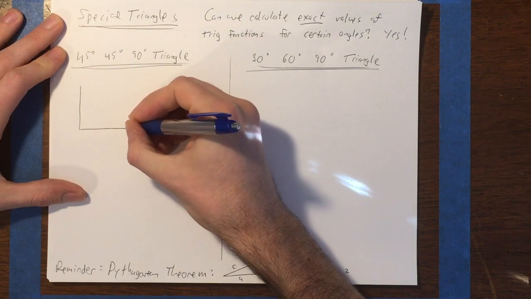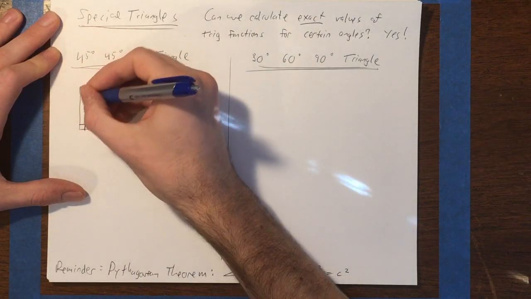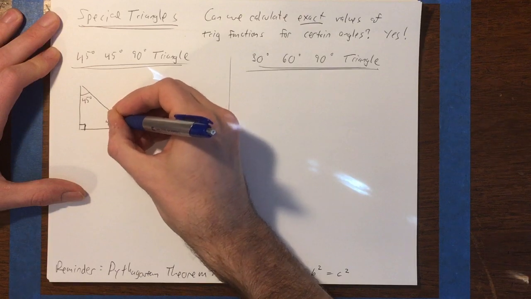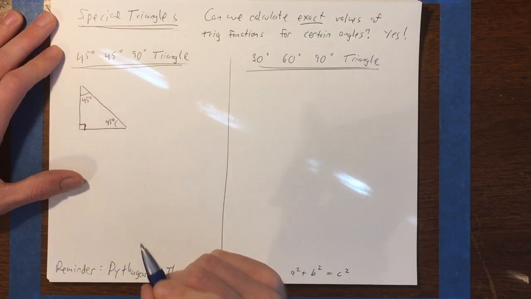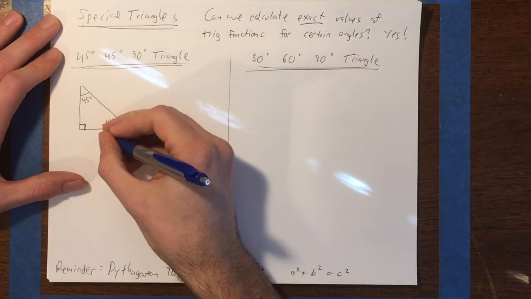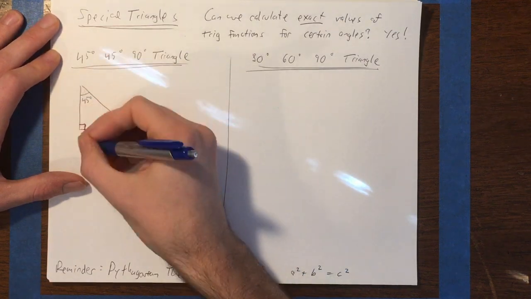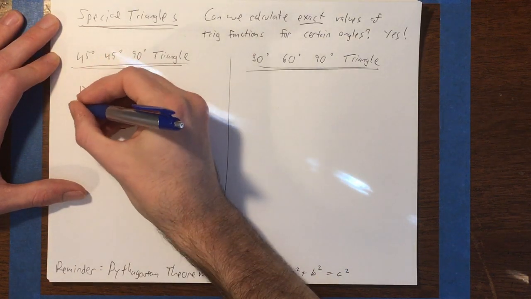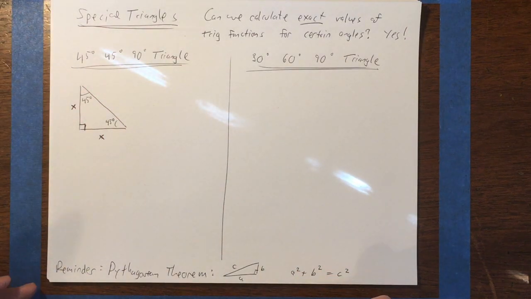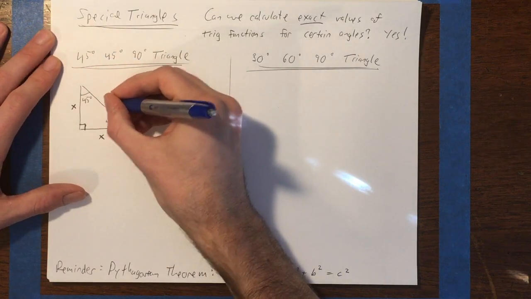In a 45-45-90 triangle, we have, of course, our 90-degree angle here, and then we have the other two angles both equal to 45 degrees. Now, if that's the case, then this triangle is symmetrical, because these angles are the same. So that means whatever length this base is, let's say that's of length x, the other leg of the triangle also has to be length x, okay? That's just based on the symmetry of this triangle. Now the hypotenuse, on the other hand, is going to be a different length. So I'm going to label that with c.